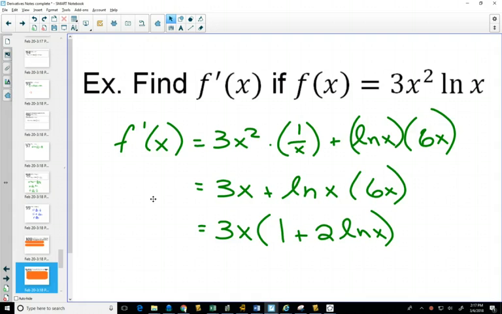Yeah, I simplified it a little bit, but this is the answer. The first line, that's the one you want to check if you got. Kept one the same, derivative of the other one. Kept the other the same, derivative of the first. It just is such a nice one to simplify because the over x cancels out with the x. And you can factor out a 3x.